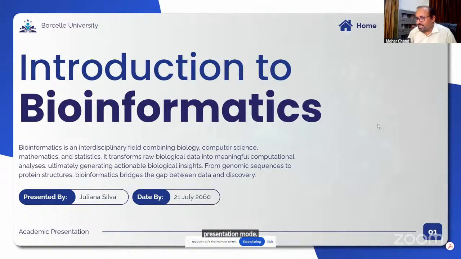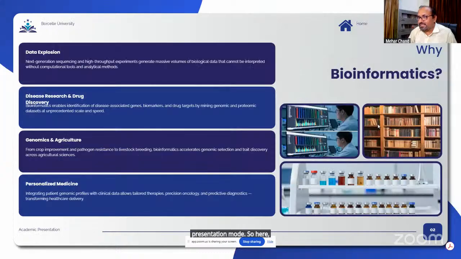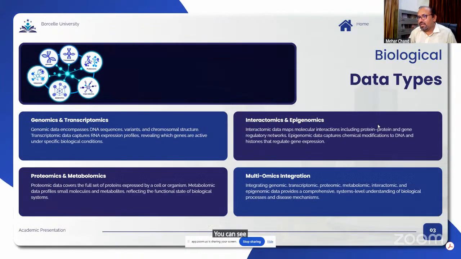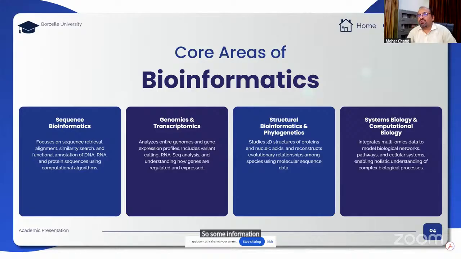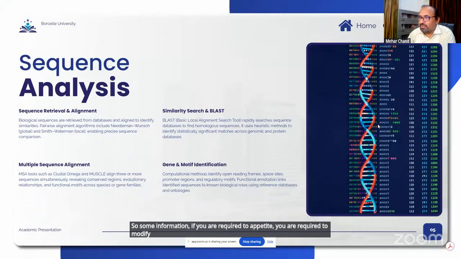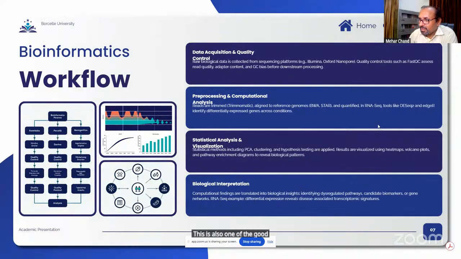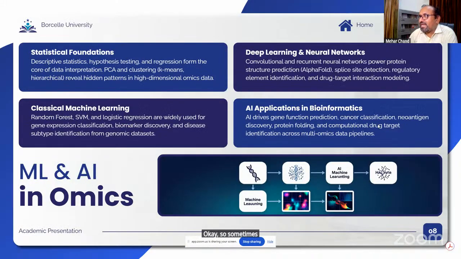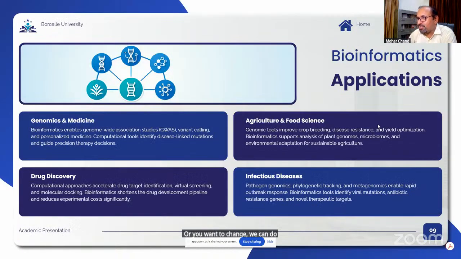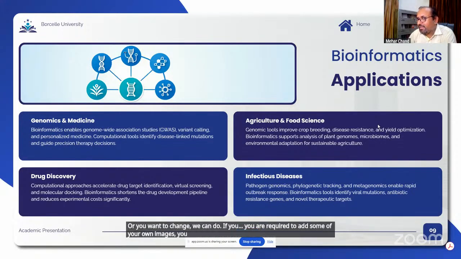So here you can see everything. So if some information is required to be updated or modified, you can do it. Okay, so this is also one of the good examples. Sometimes if the text is not right or you want to change it, we can do that. If you want to add some of your own images, you can update everything.